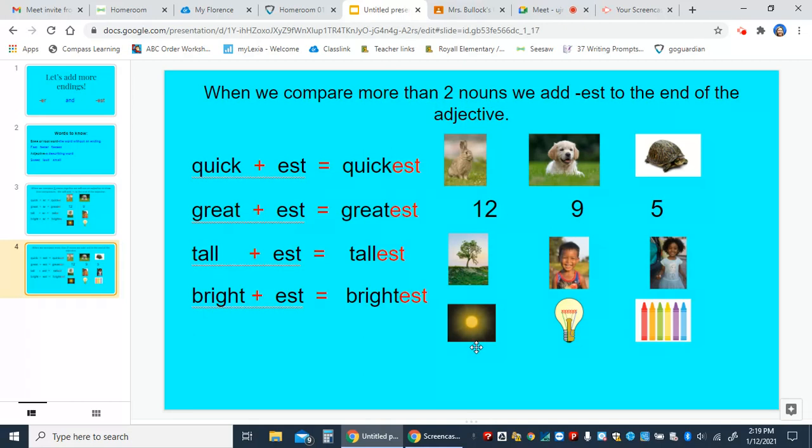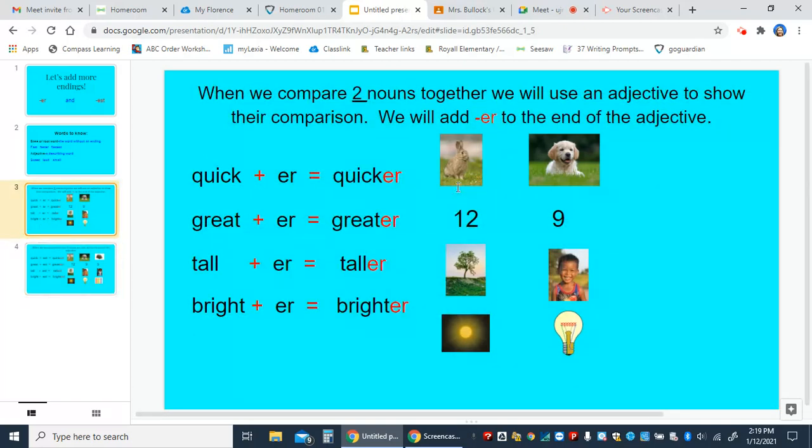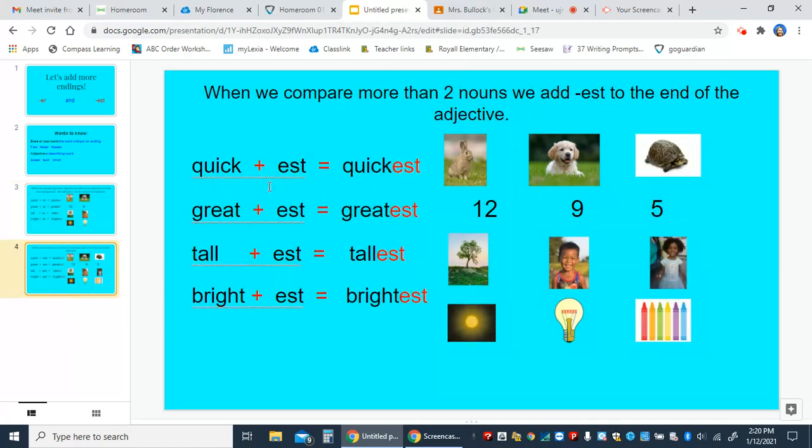So this has been a pretty easy lesson. We just looked at adding the endings ER and EST. ER we add to the end of an adjective when we're describing or comparing two nouns. EST is added to the end of our adjective when we are describing or comparing more than two. I could compare 3 things. I could compare 15 things. I could compare 1,000,000 things. As long as it's more than 2, I'm going to use the ending EST.